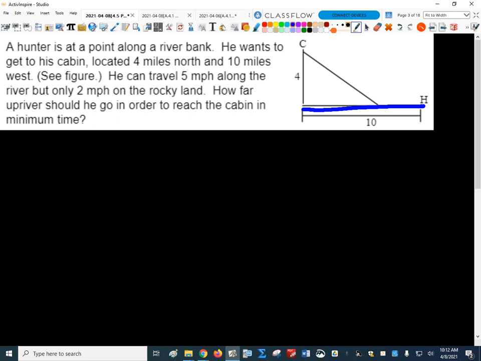So what's he going to have to decide here? If he wants to get there as quickly as possible, he can travel 5 miles per hour along the river, but only 2 miles per hour on average over the rocky land. So if he wants to get there as quickly as possible, what kind of a decision does he have to make? Yeah, so where does he leave the river and strike off across the land, right? This could be a really important situation, and so it's a good thing this guy knows calculus, and he can sit down and figure this out.